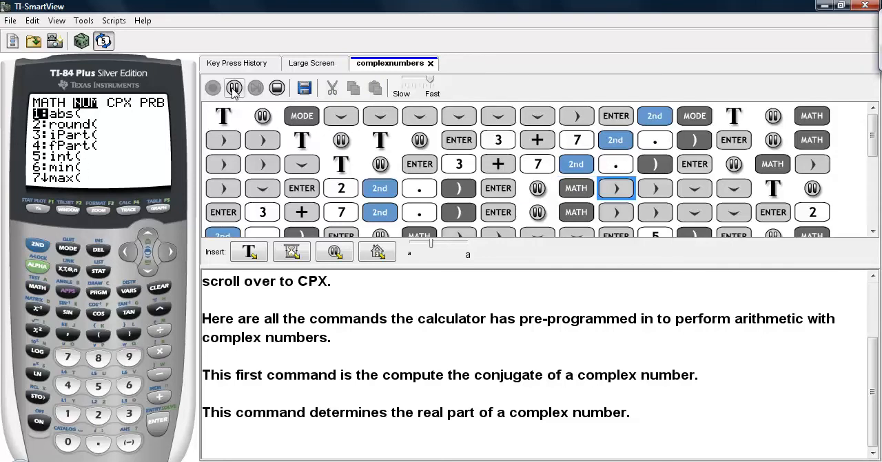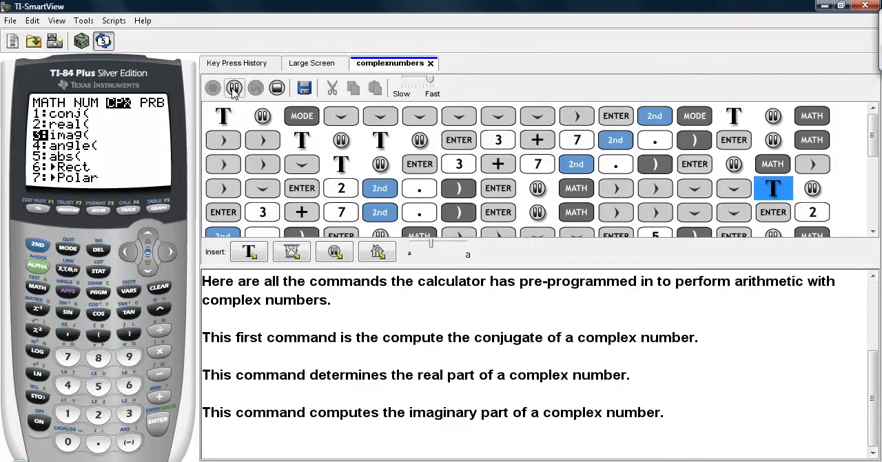So if we hit Math, scroll over to CPX, and scroll down to this one, this command computes the imaginary part of a complex number. So let's select that one and type in a complex number. I'll type in 3 plus 7i again. And here we see the imaginary part is 7. The calculator does not include the imaginary number i, the square root of -1, as part of the imaginary part of a complex number.